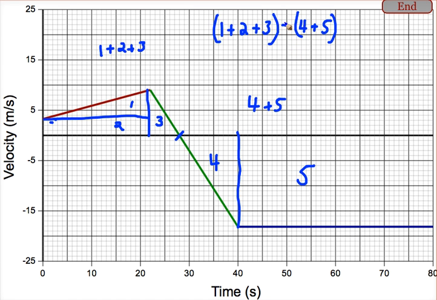So if it's distance, we just add all of our distances together. And if it's displacement, we simply subtract.